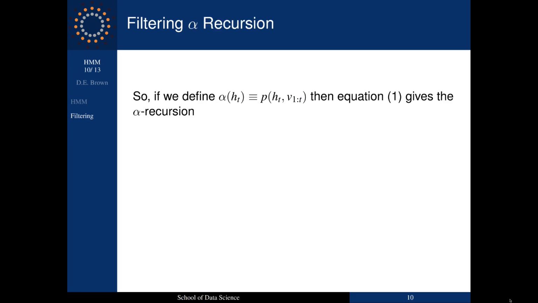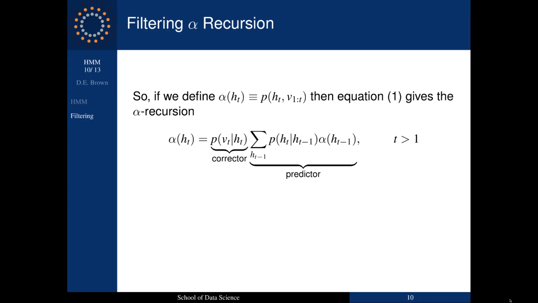And we'll use it in the next development here, which is the filtering recursion. And this is called an alpha recursion. So we're going to define alpha of h of t just to be this joint probability, the probability of the state of the hidden unit at time t and all the visible units from time 1 through time t, 1 to the current time. Then from that equation 1, which we just developed, we can define this alpha recursion as follows. So alpha of the hidden state at time t, that we've defined, is just a way of writing that joint probability, but we're going to call it alpha of h of t.